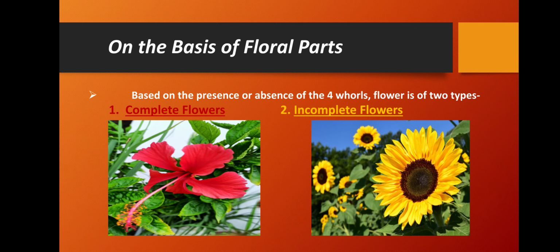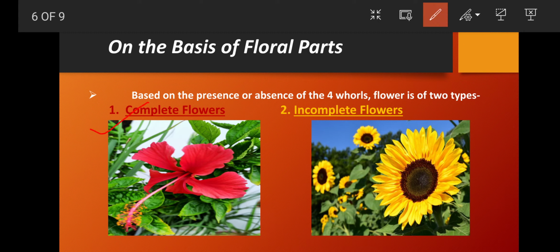First is on the basis of the floral parts. Based on the presence or absence of the four whorls, flowers can be categorized into two types: complete flowers and incomplete flowers. Complete flowers are the flowers which have all the four floral whorls. That means calyx, corolla, androecium and gynoecium. So those flowers which have all the floral whorls are termed complete flowers.